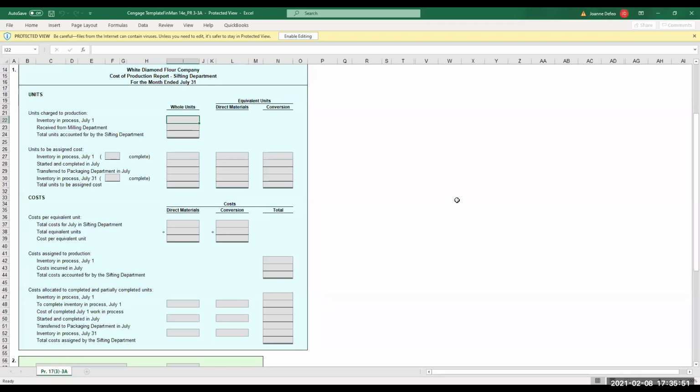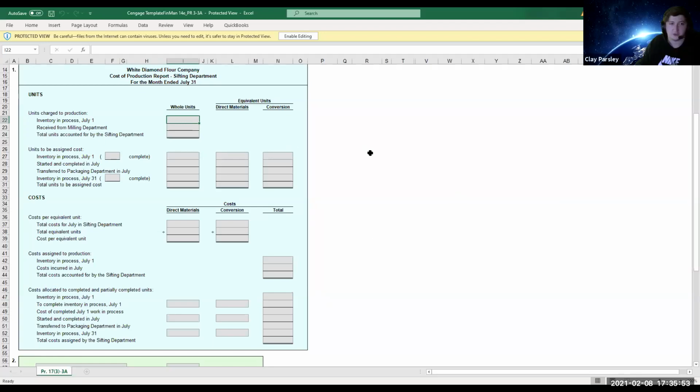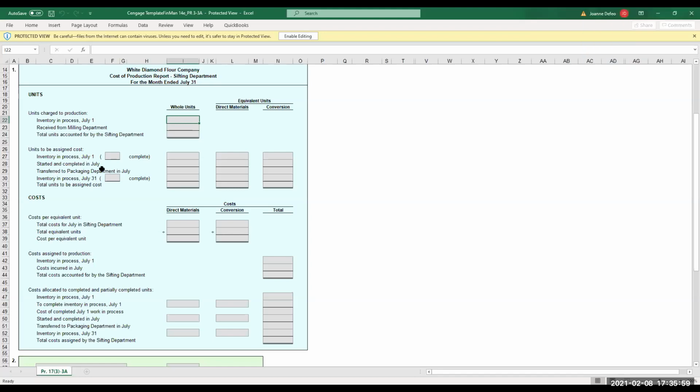1, 2, 3, 4, 5. Is it in the fifth section? It's in two. Where in two? It's the third one down, right there on your mouse. Okay. So let's see. Where does it go? What is it considered? It's transferred to packaging. Should I put it here? Well, it's dollars. So should I put it here, you think? Let's try.